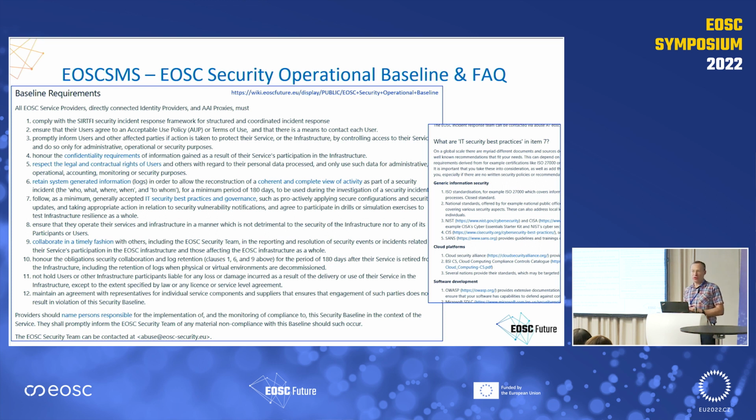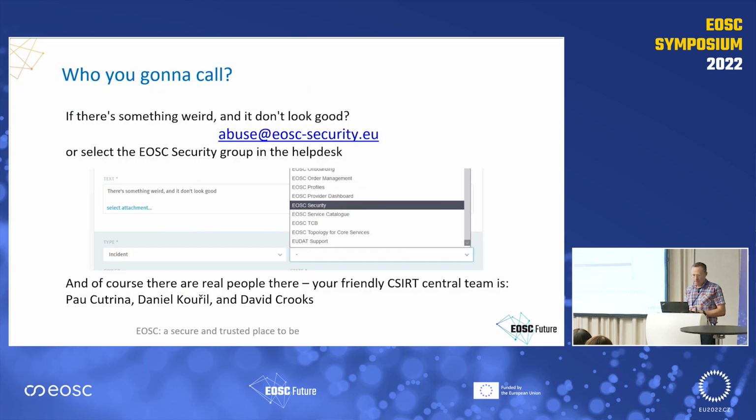It is uncontroversial, and this security baseline is something that we require of the core, and we strongly encourage the exchange. So if there are problems, and I said there are likely to be, who are you going to call? You're going to call the abuse team, and this is the email which we've publicised, abuse@eosc-security.eu. This puts you in direct contact with the security experts, and they can also, if there is a problem specific to one service, contact that service's security contact.